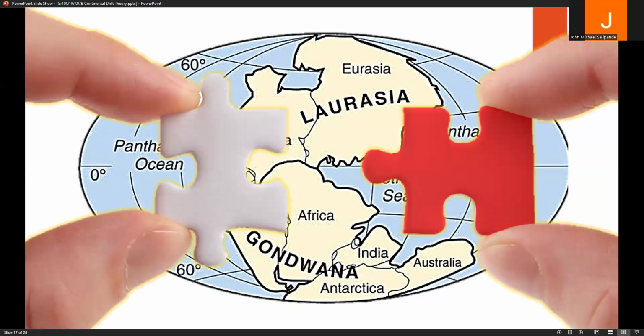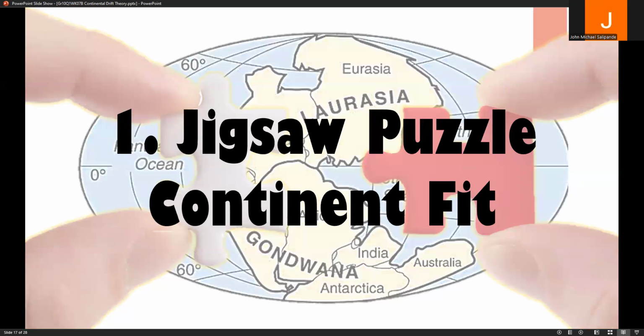Not exactly shaped like the puzzle toy that we play, but you know what I mean when it comes to the edges. They fit together. They fit seamlessly. Okay, so that's the first clue, jigsaw puzzle continent fit.